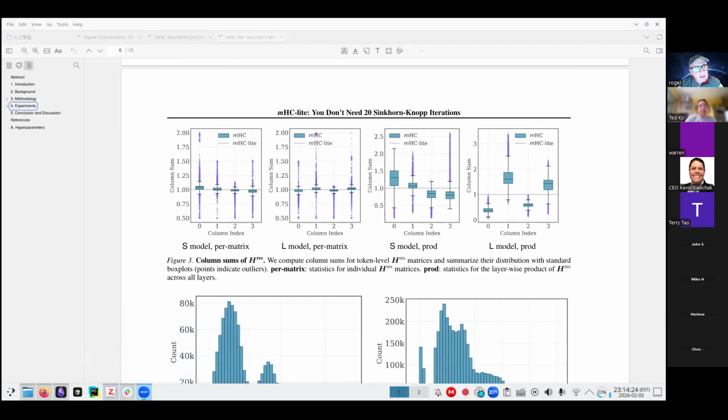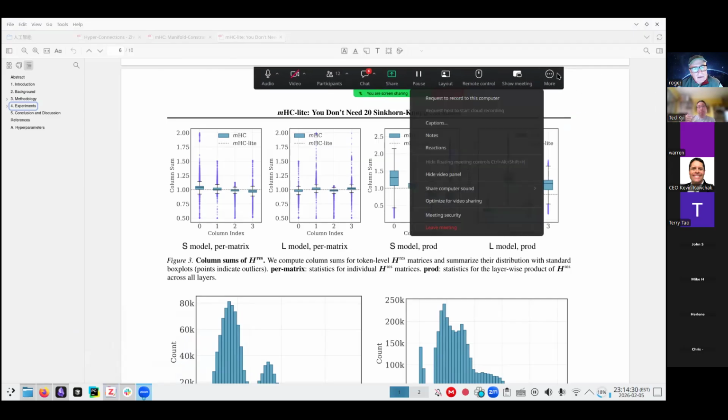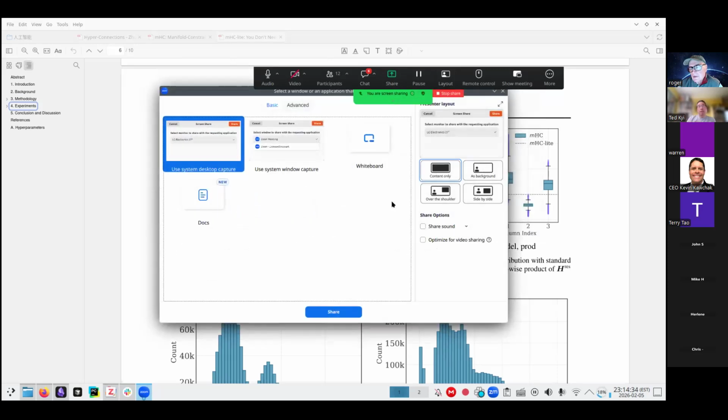So for me, the TLDR is if you ran out of data and you ran out of parameters and compute for model size, you could do this MHC thing, and at a cost of a 7% increase in computing, you would get a better model.